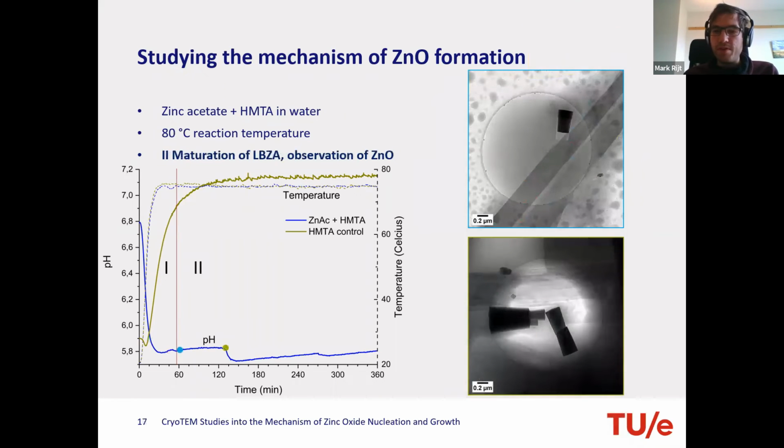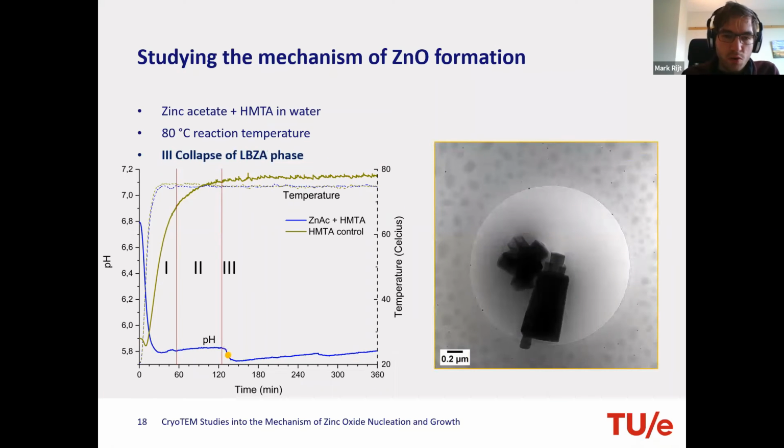Now, when we continue the reaction, we see that the size of these sheets grows, but after an hour, we also start to observe hexagonal pillar-like structures that are zinc oxide. So we start with this layer basic zinc acetate phase, then this phase continues to mature, but we already see some of the end product appear.